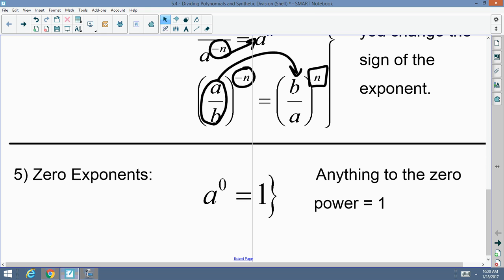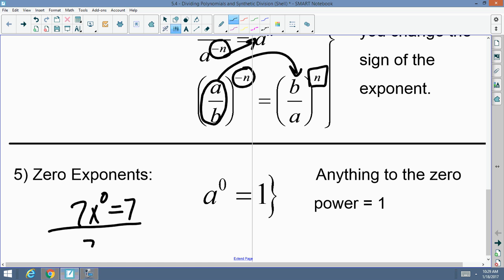Anything to the 0 power is 1. Make sure you understand, though, what the 0 is affecting. For example, if I have 7x to the 0, that equals 7. But if I have 7x in parentheses to the 0, that equals 1. Big difference. Okay?